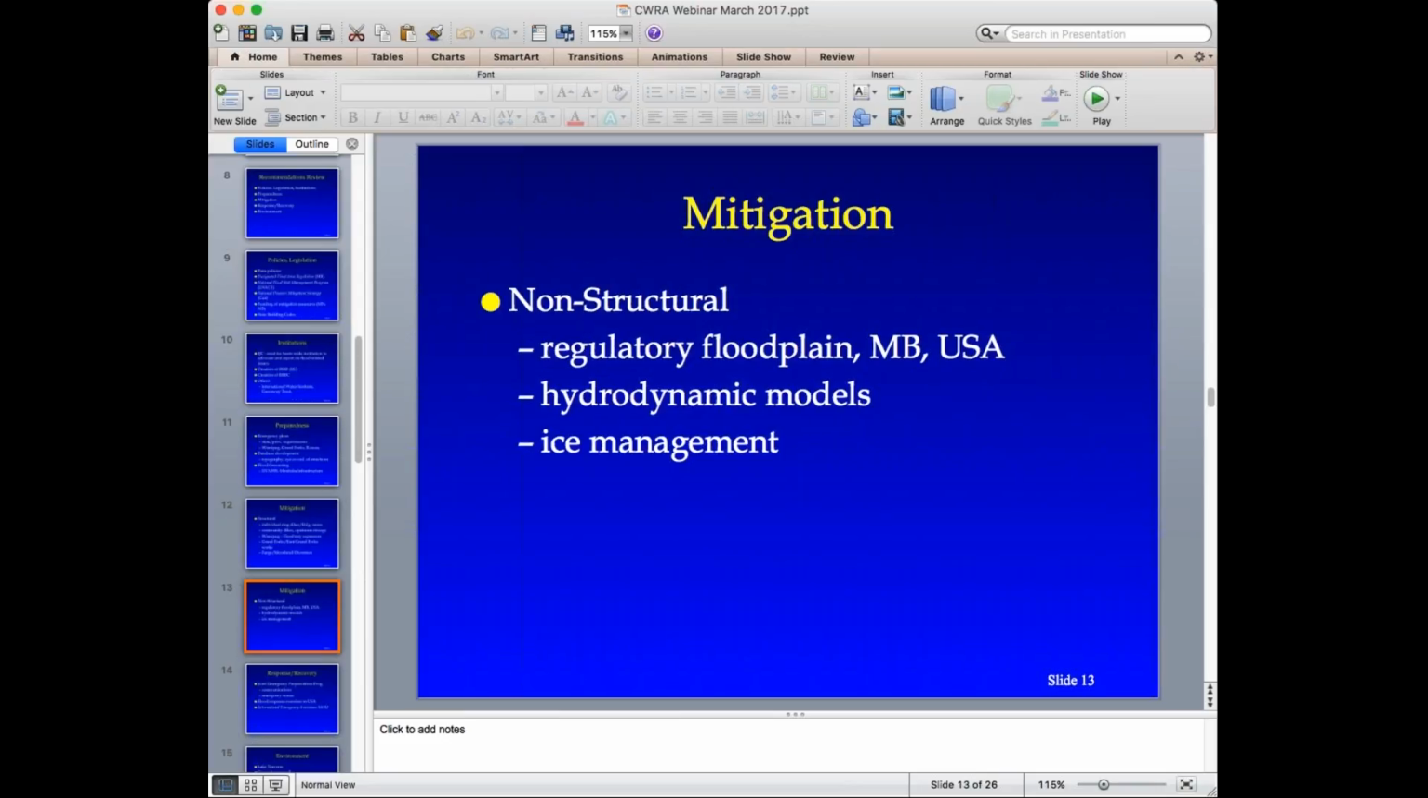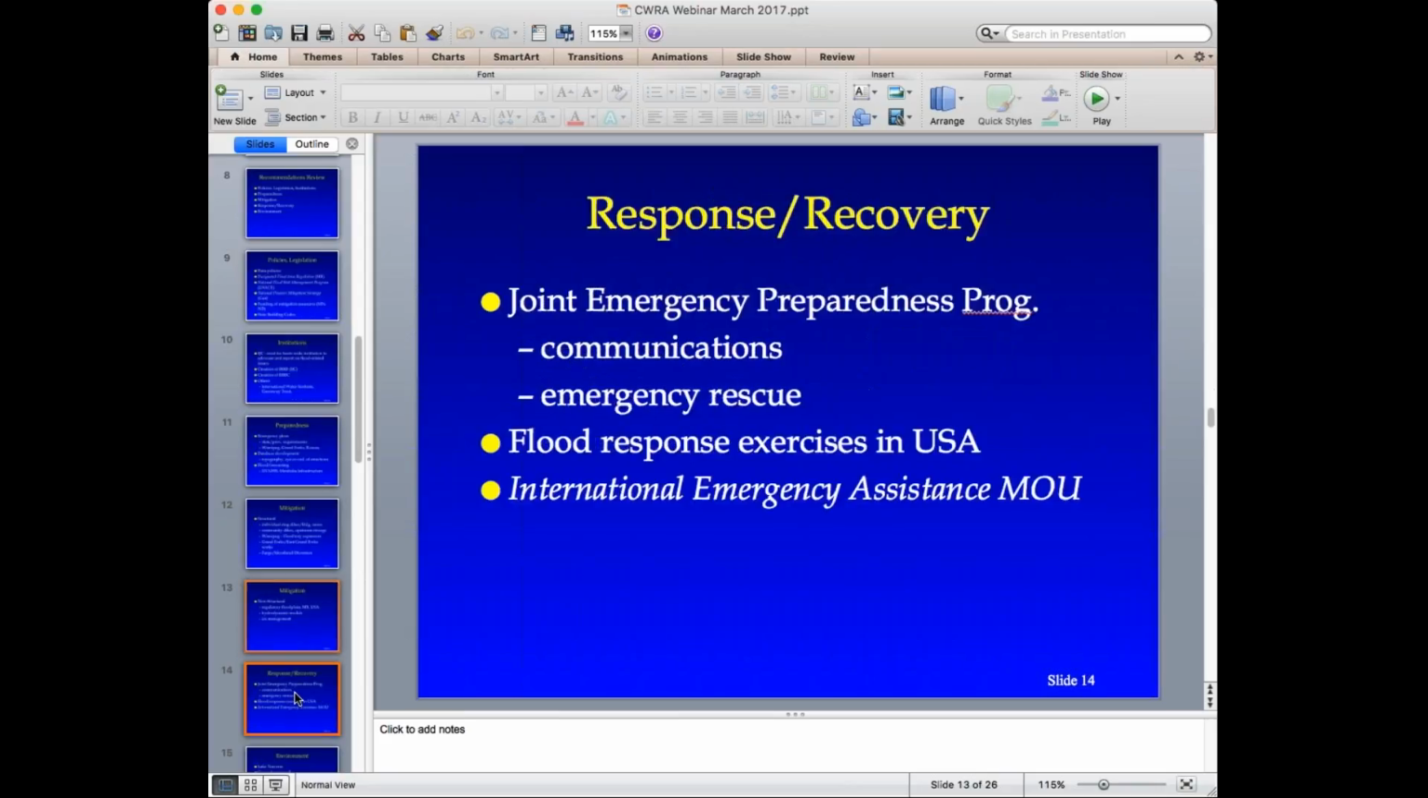Another mitigation item relates to ice management, and north of Winnipeg, there's actually a record of over 150 years of ice jam flooding, and the Manitoba government bought equipment for cutting the ice in the spring and moving ice around during a spring flood event. So there's quite an extended use of ice management north of Winnipeg following the flood.